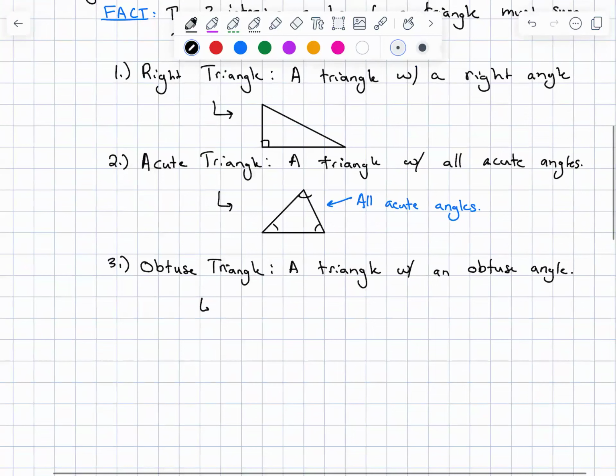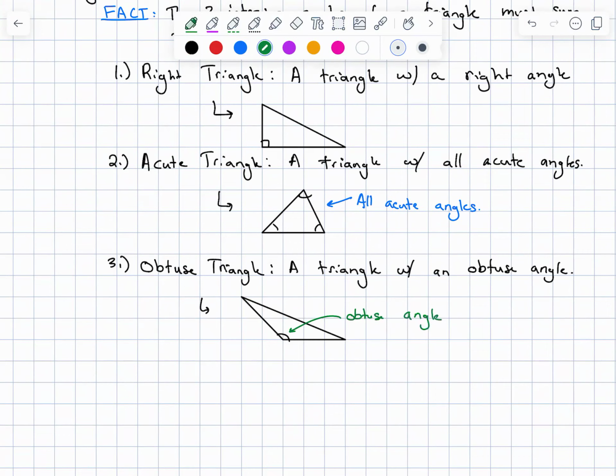So what this looks like typically is something along these lines. We draw an obtuse angle and then we connect the last side. So that's the obtuse angle. And by necessity, the other two angles of an obtuse triangle must be acute. We got three more, and then we can start doing some actual math stuff.